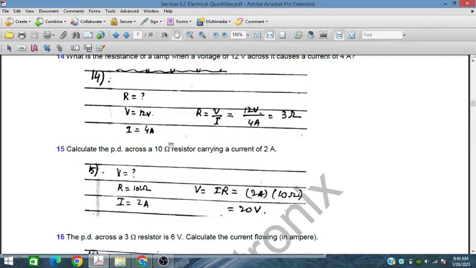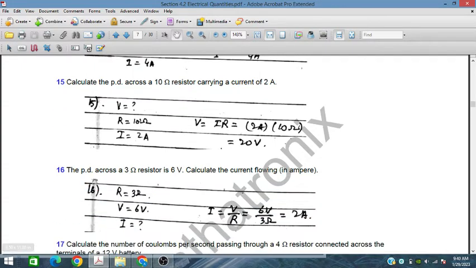Calculate the potential difference across a 10 ohm resistance carrying a current of 2 amperes. The current is 2 amperes, resistance is 10 ohms, so V is equal to IR. So this is 20 volt. The potential difference across a 3 ohm resistor is 6 volt. The resistance is 3 ohms and the potential difference across this resistor is 6 volt. Calculate the current flowing in amperes. R and V are given, 3 ohms and 6 volts. So I is equal to V upon R. 6 divided by 3 is 2 ampere.